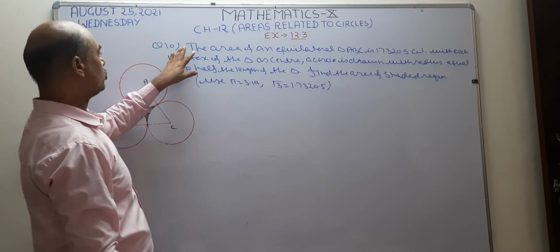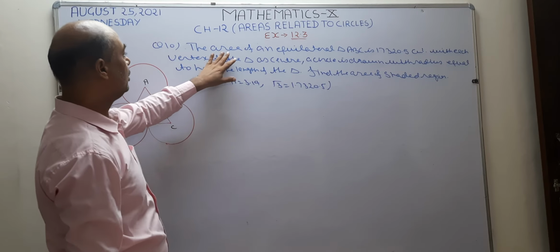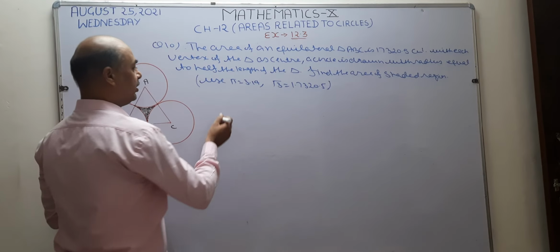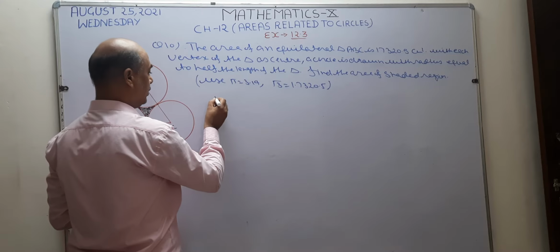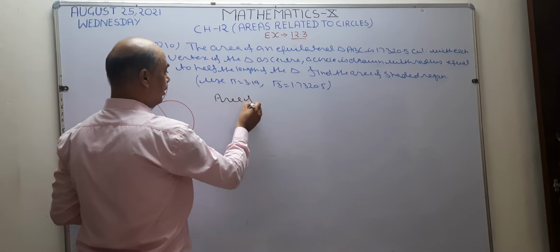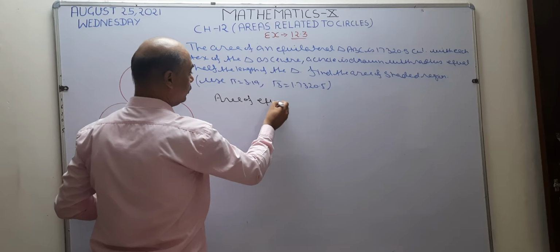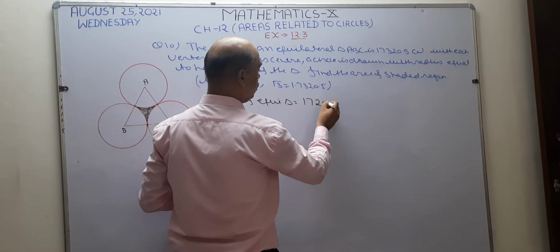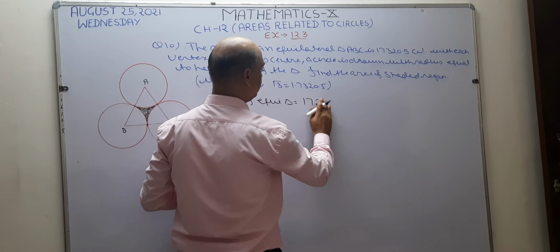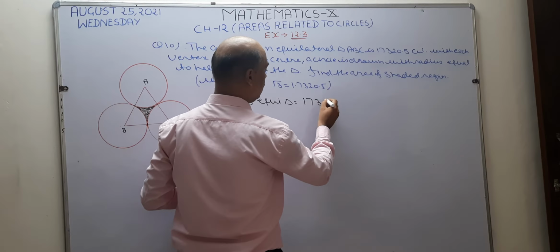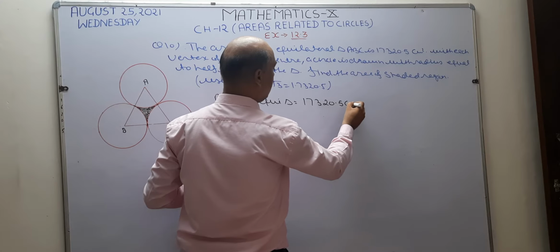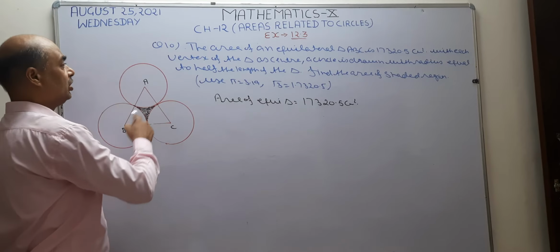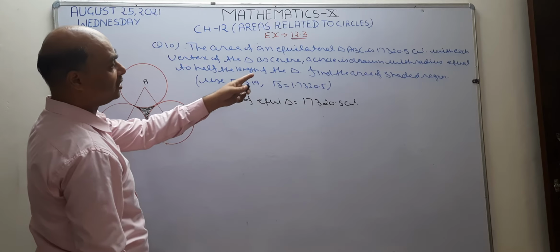Now we are going to solve this question number 10. See what is given in this question. The area of an equilateral triangle ABC is given. In this question, area of equilateral triangle is given. So right here, area of equilateral triangle, which is 17320.5 centimeter square. Okay.